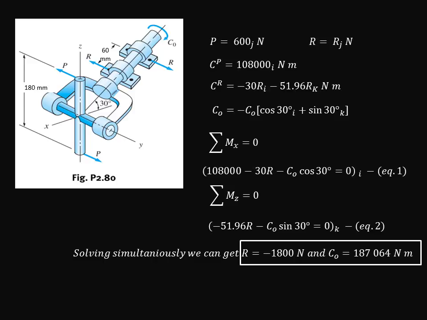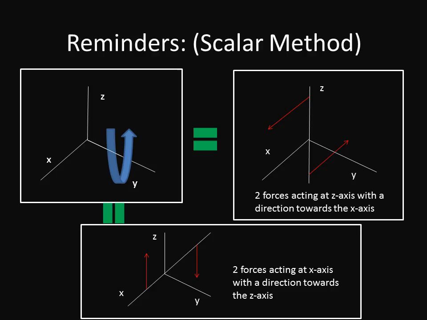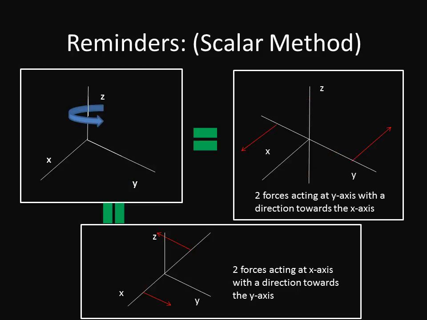Newton-meter. Reminder: we need to achieve one of the following conditions for us to be able to have a moment at the x-axis. One of the following conditions must be achieved for us to have a moment at the y-axis. For the moment at the z-axis, we need to achieve any of these conditions.